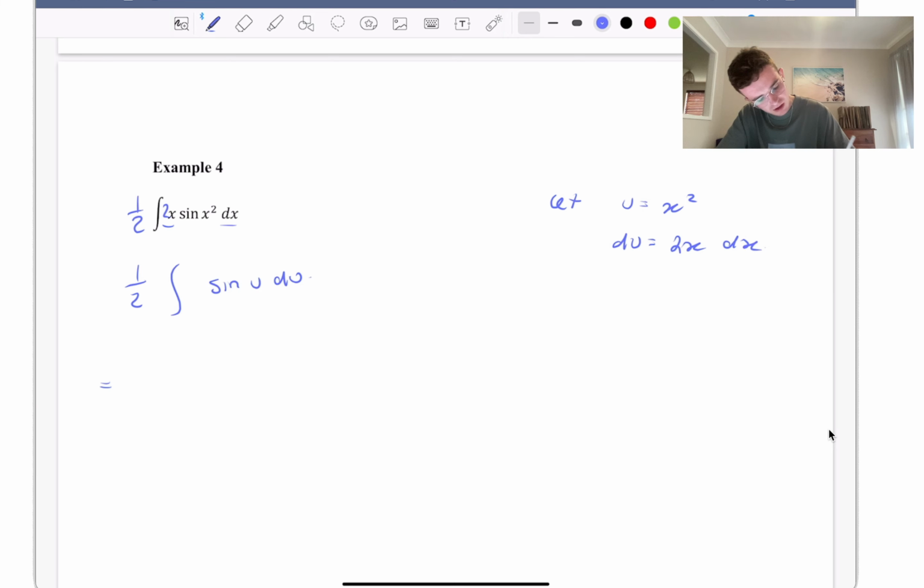Now the integral of sine is minus cos, so times minus cos u plus c. So we get minus a half cos of x squared plus c.